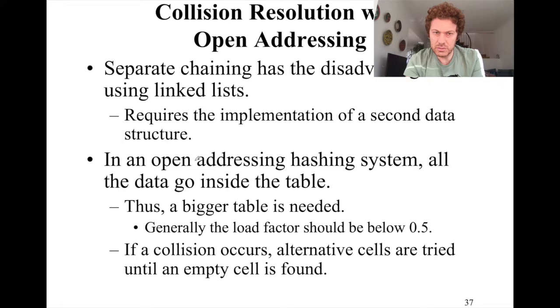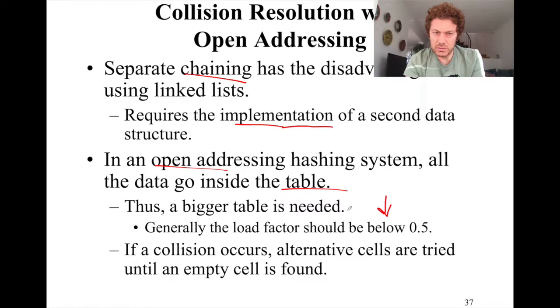Let's do the second collision handling mechanism, which is open addressing. So again, we have seen separate chaining, where I require you to implement a second data structure. With open addressing, I will not do that. I will use only the hash table. All the data will go inside the table, the array. Thus, a bigger table is needed. Okay. And generally, the load factor should be below 1.5. Well, should be below half.